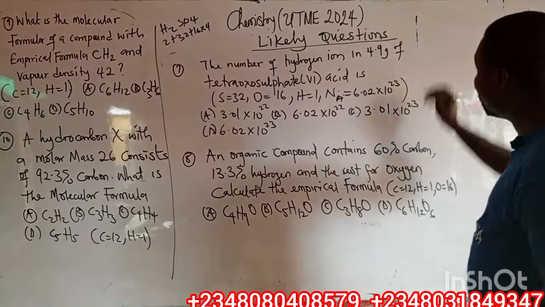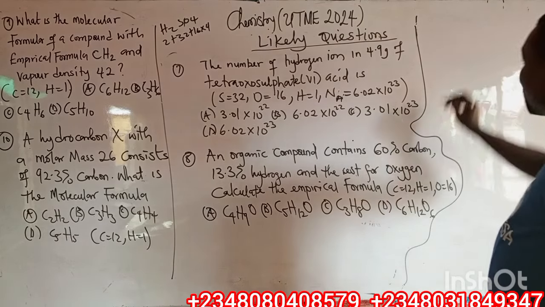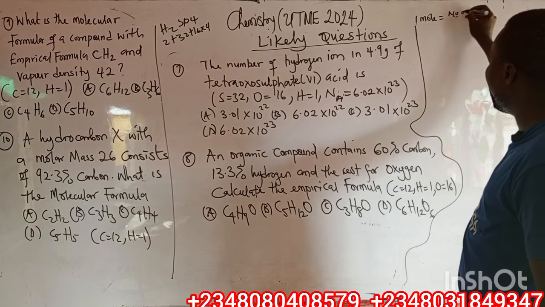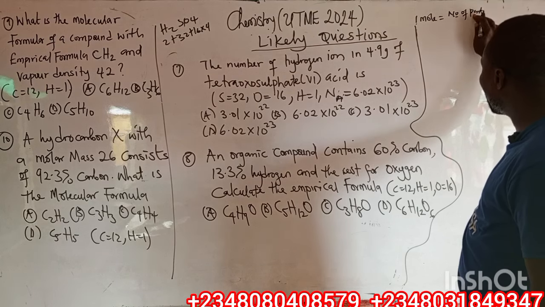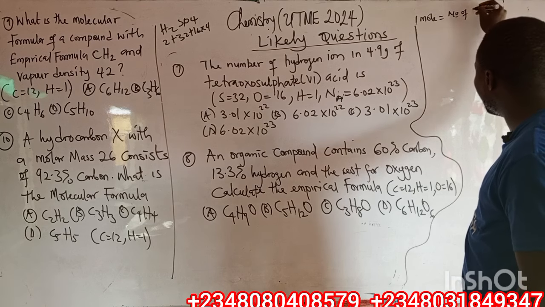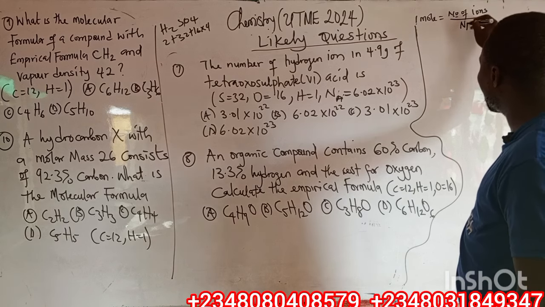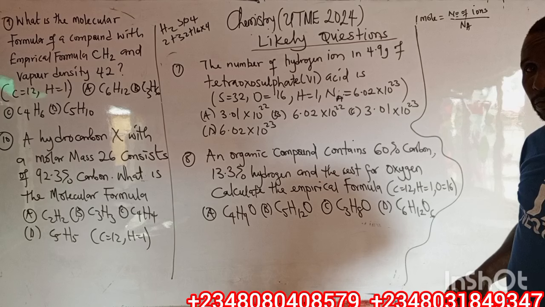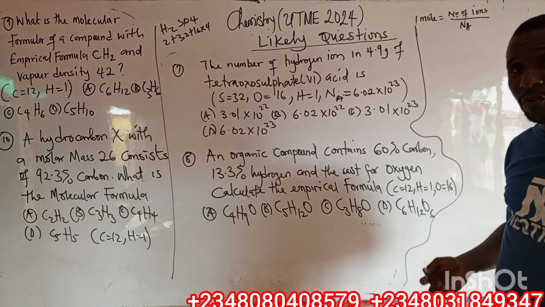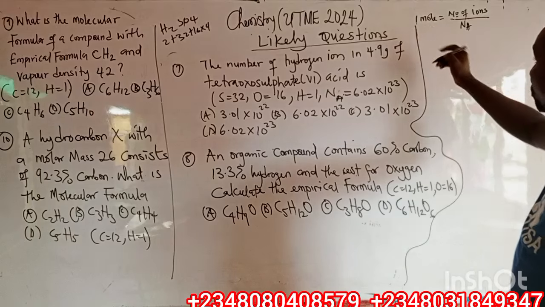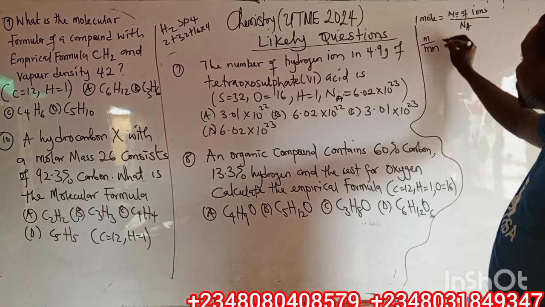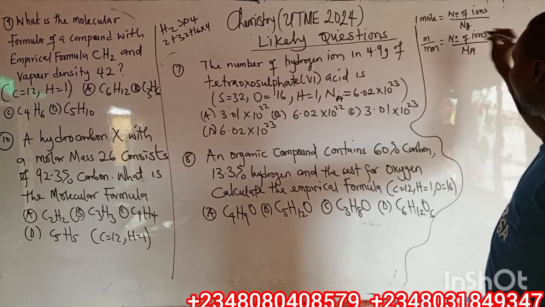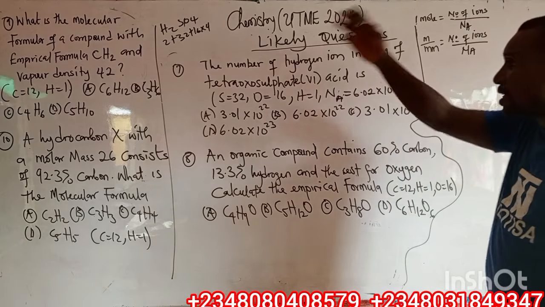Before I explain number 7, I gave you the formula of Avogadro's constant: mole equals number of particles, or number of atoms, or number of ions, over Avogadro's constant. Take note, it can be given as number of ions, number of particles, or number of atoms. And mole is mass over molar mass, equal to number of ions over Avogadro's constant. Take note of that. Then let's look at the question.